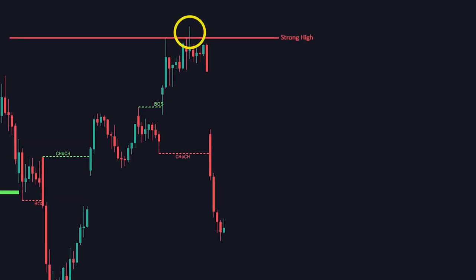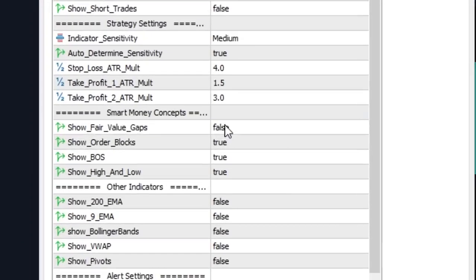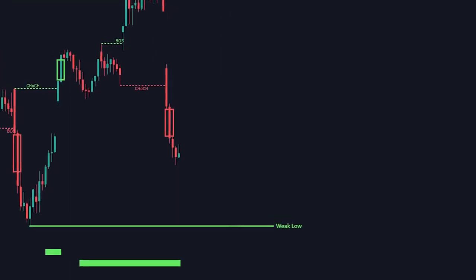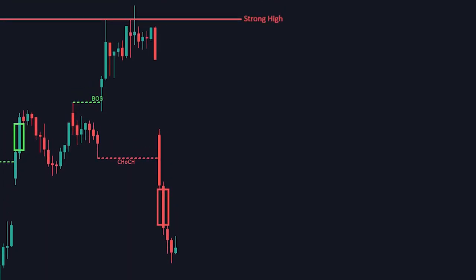So now that we have a liquidity grab and a change of character, I go to the settings of the indicator and enable fair value gaps. This will indicate where all the fair value gaps are automatically for us. What we want is price to come back up to a fair value gap or a gap after making a change of character. This gap right here will work perfectly, as price will most likely want to return to this point because there's an imbalance in the market at this area. Let's see what happens. Price comes back up to this gap just like we thought it would.